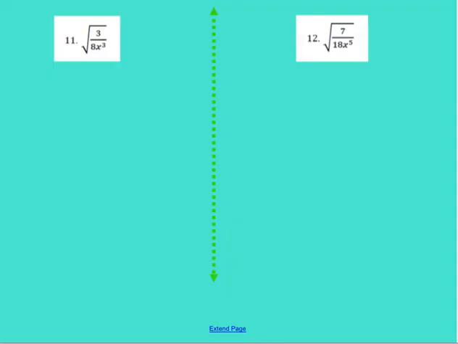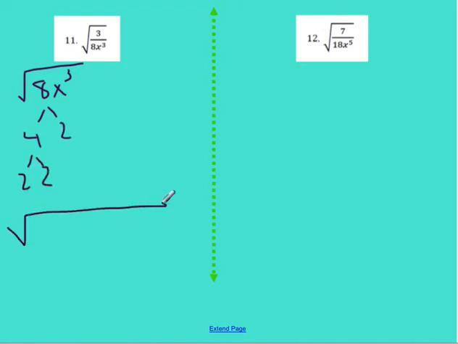All right, 3 more left. Let's take a look at number 11 and 12. So now we're doing it with some variables. So I can't split up the square root of 3, but I can split up 8x cubed. So 8 I can break down to 4 and 2, and then I can break 4 down to 2 and 2.